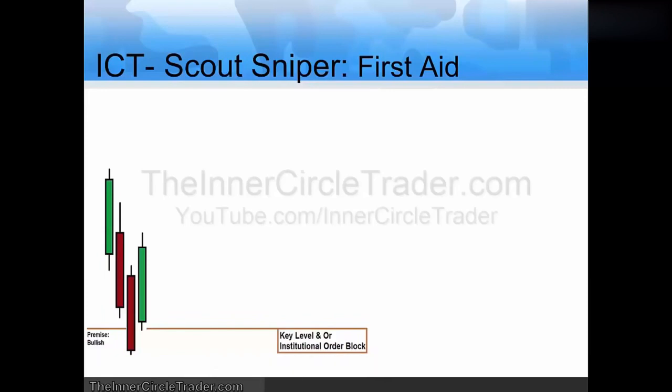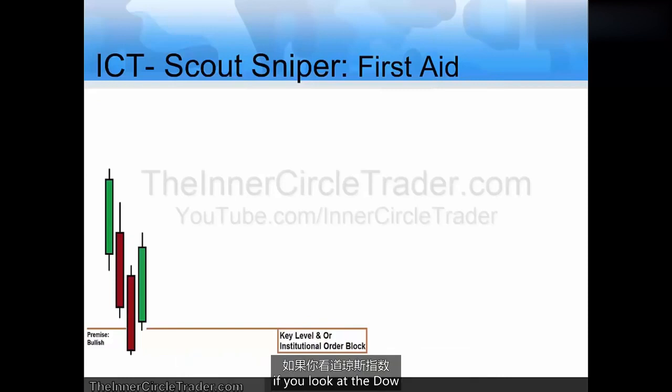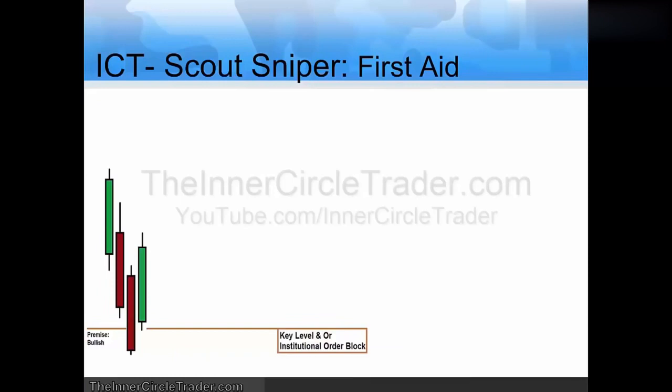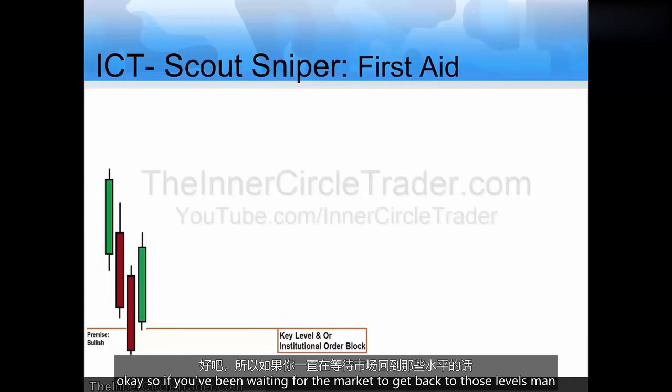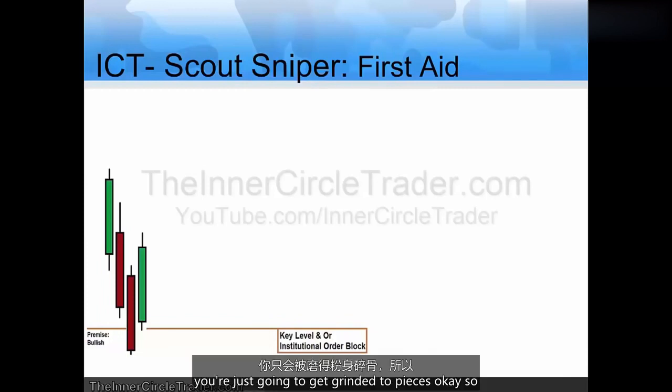Not in Forex, not in speculation, and certainly not in trading. Okay, so the market doesn't have to go back to your price point. Okay, if you look at the Dow, just look at anything from 7 months ago. It's been a while since it's been back to those levels. Okay, so if you've been waiting for the market to get back to those levels, man, you're just going to get ground to pieces.